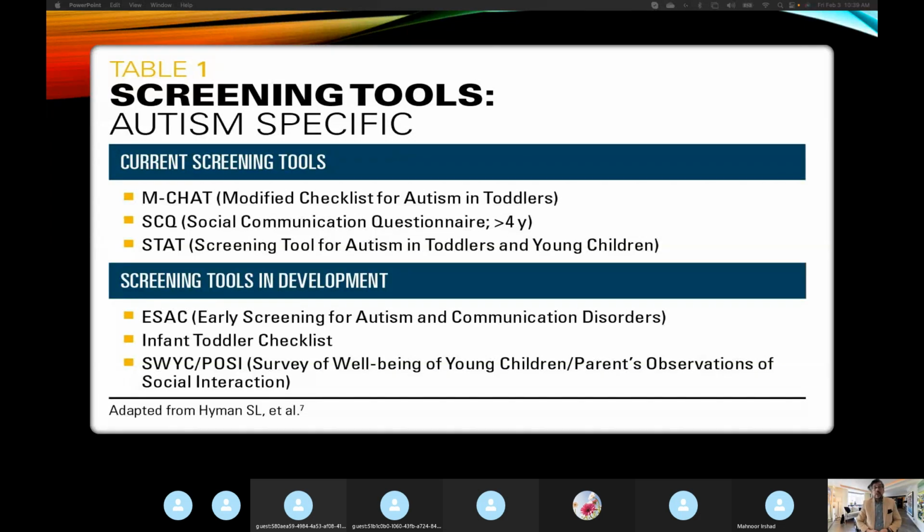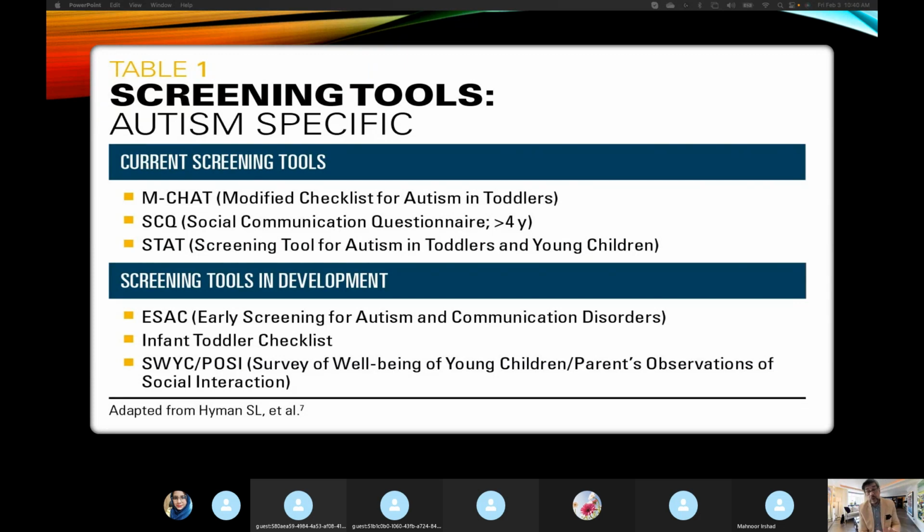Now, screening tools. There are some screening tools which are available on the net, so you can get them. But these screening tools are just a way to move forward. They are not diagnostic tools which can confirm the diagnosis. They are just screening tools like MCHAT. MCHAT is the Modified Checklist for Autism in Toddlers. SCQ, Social Communication Questionnaire, for more than 4 years of age. STAT, Screening Tool for Autism in Toddlers and Young Children.